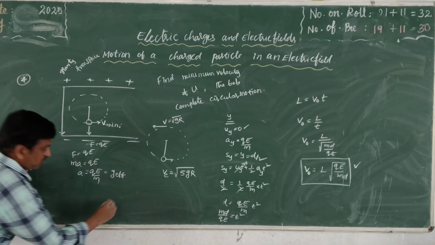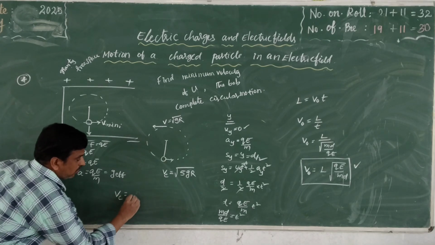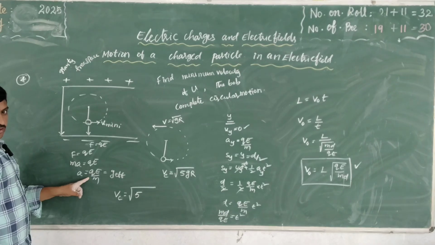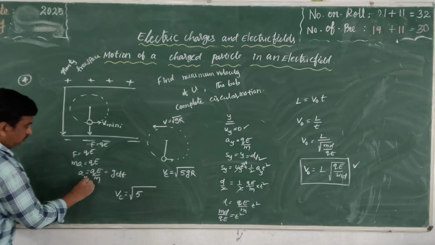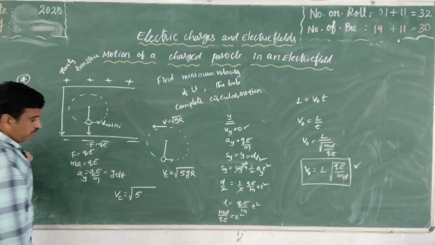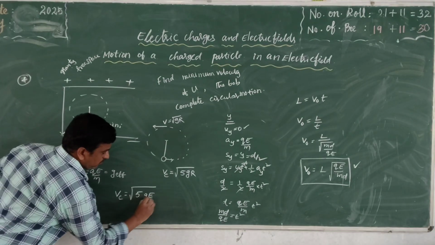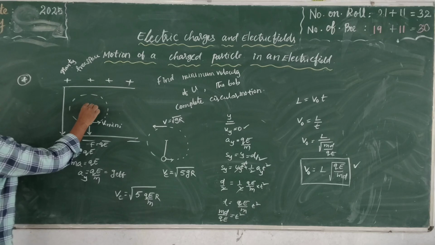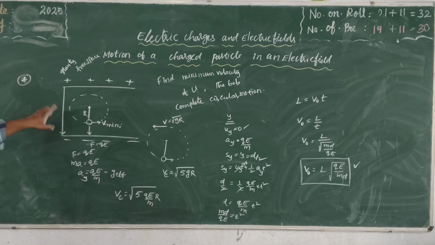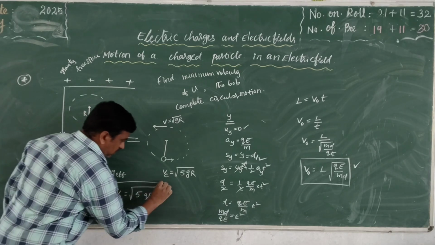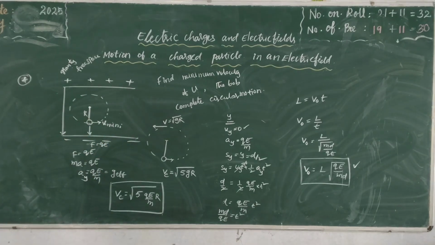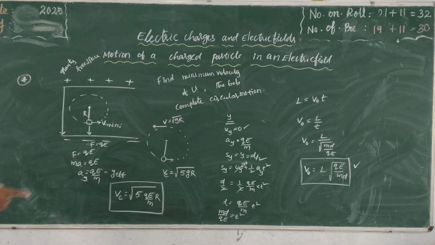So that's why the critical velocity we can write here as root of 5, g value means acceleration due to gravity, here acceleration only. So acceleration along y is QE by m, so root of 5 QE by m into r. r means the radius of the circle, from here to here. So this is the critical velocity, the minimum initial velocity for completing the circular path in uniform electric field in gravity free space.